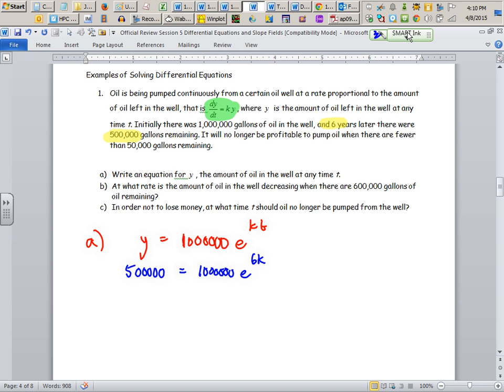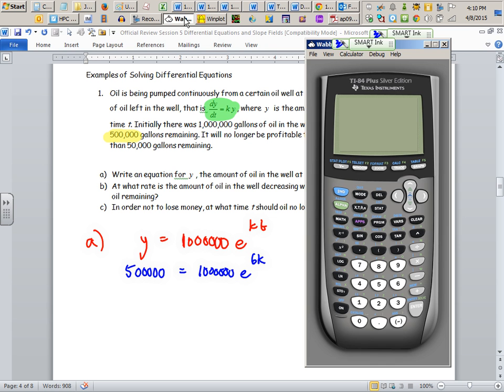At the 6th year. Yeah, okay, so let's get our K figured out. You divide by a million, that's a half. Right? So you've got 500,000 divided by a million, that's just 0.5. Then you're going to ln the answer. So ln 0.5, basically. Then you'll divide by 6. And store this in your calculator as K. If you need it later, you'll have it.